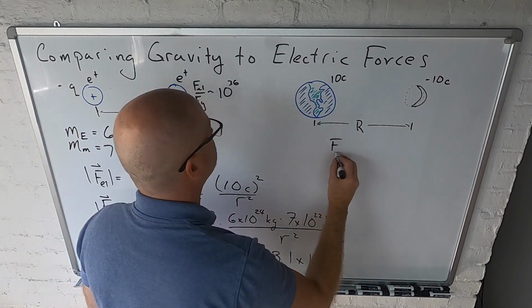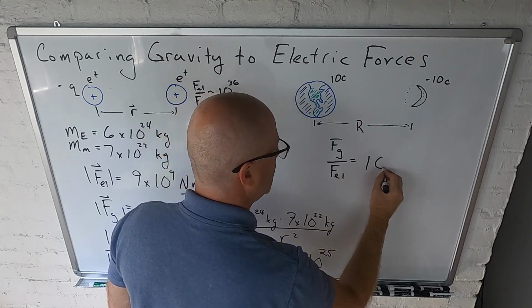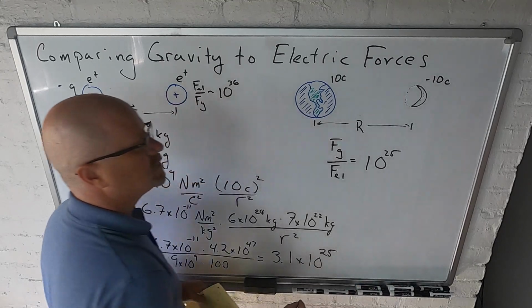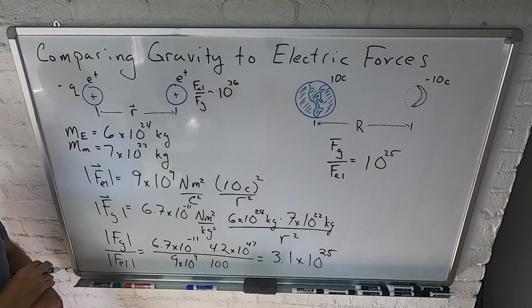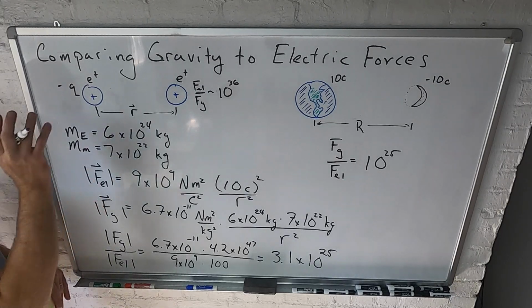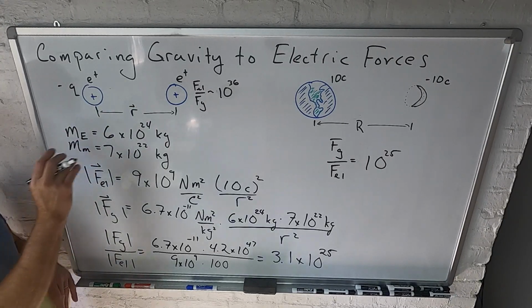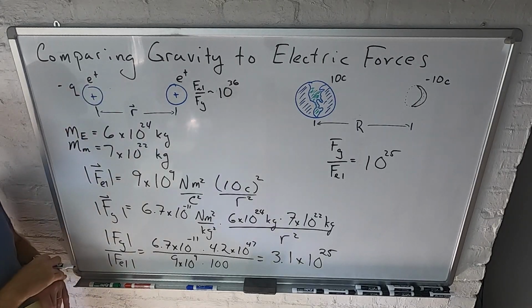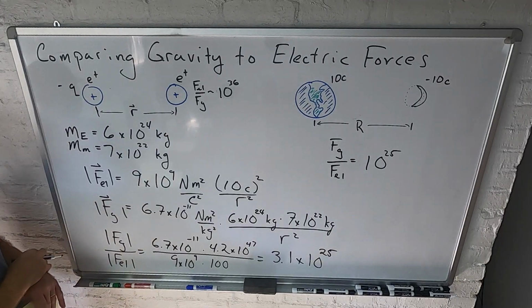Here I can say F due to gravity over F due to the electric charge is now 10 to the 25 in terms of that ratio. So force due to gravity is 25 orders of magnitude stronger when I have large masses separated by large distances. When I have small masses separated by nominally small distances with charge, the electric force is the dominant force. Okay, so something to keep in mind.